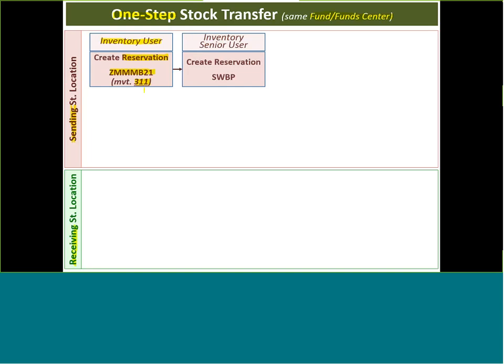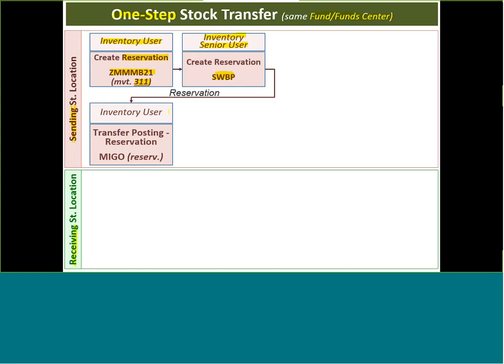This reservation, as always, will have to be approved by the inventory senior user, and they can use their inbox in order to approve the reservation. Once the reservation is approved, the inventory user will be able to, using Migo, post the stock transfer. Okay? And after this Migo transaction is done, the inventory part is already updated.